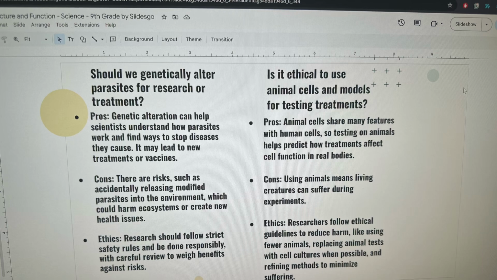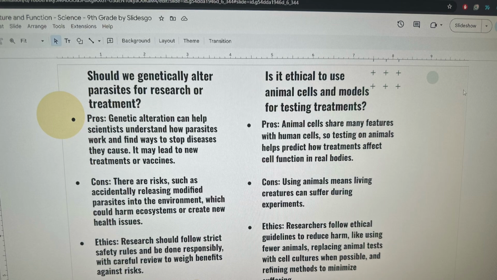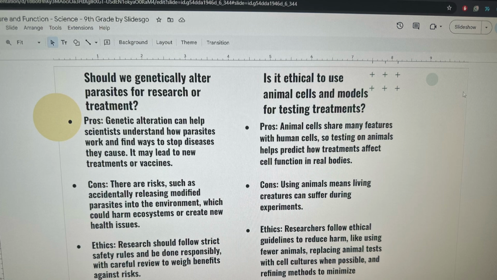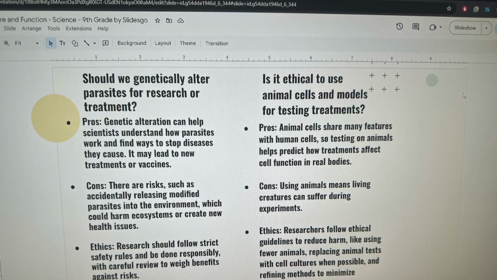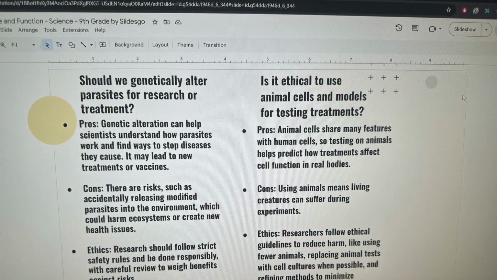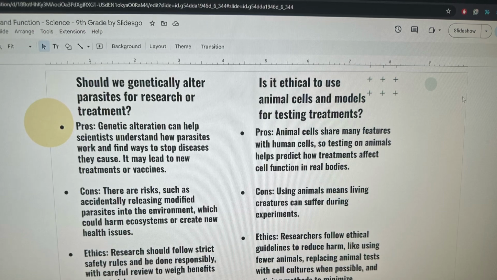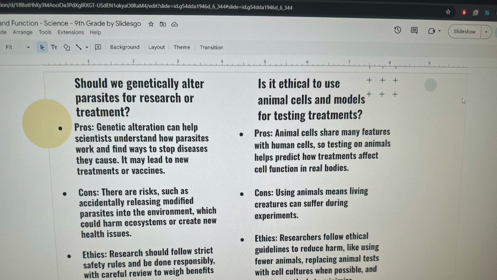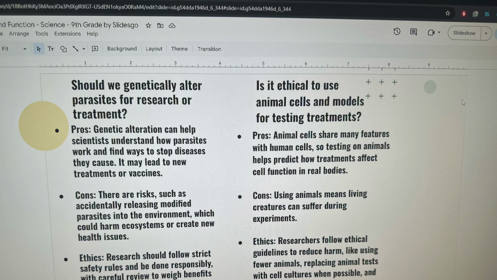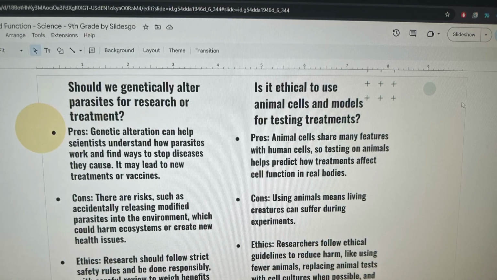The second question is, is it ethical to use animal cells in model research or testing treatments? The pros: animal cells share many features with human cells, so testing on them helps predict how treatments may work in real bodies and may lead to new treatments to find ways to stop diseases. The cons: using animal cells can mean using living creatures, which can suffer or be harmed. Researchers follow ethical guidelines to reduce harm, like following strict safety rules, being done responsibly, and refining methods to minimize suffering.